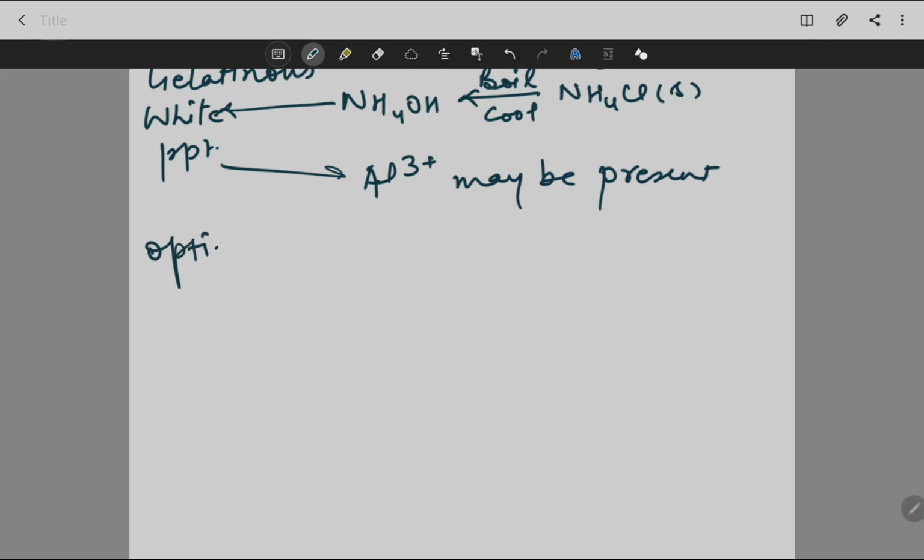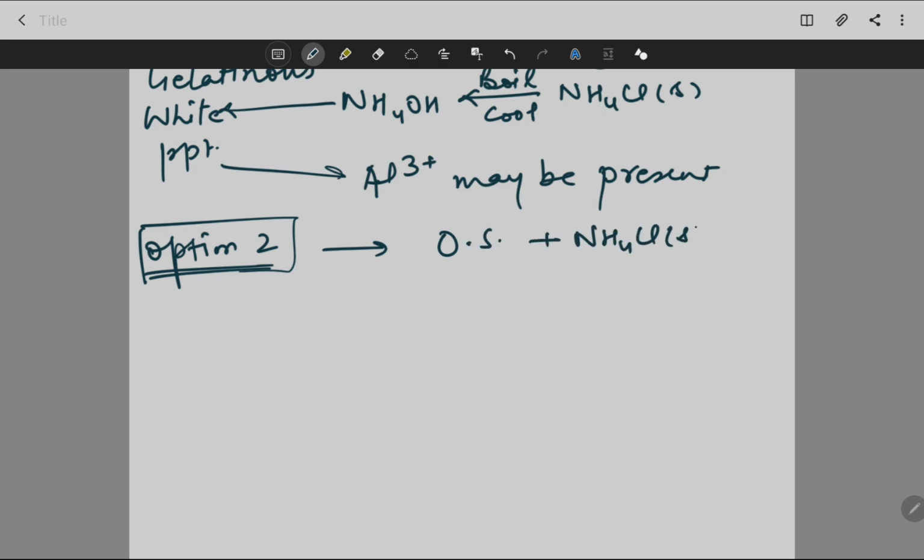So what is the second option for doing group 3 test? What we can do is, we can take original solution. To this original solution, add ammonium chloride solid. Then we will boil and cool, and then add ammonium hydroxide in excess. What does it mean, ammonium hydroxide in excess? How do we know that ammonium hydroxide is sufficient enough? Why do we require ammonium hydroxide in excess?